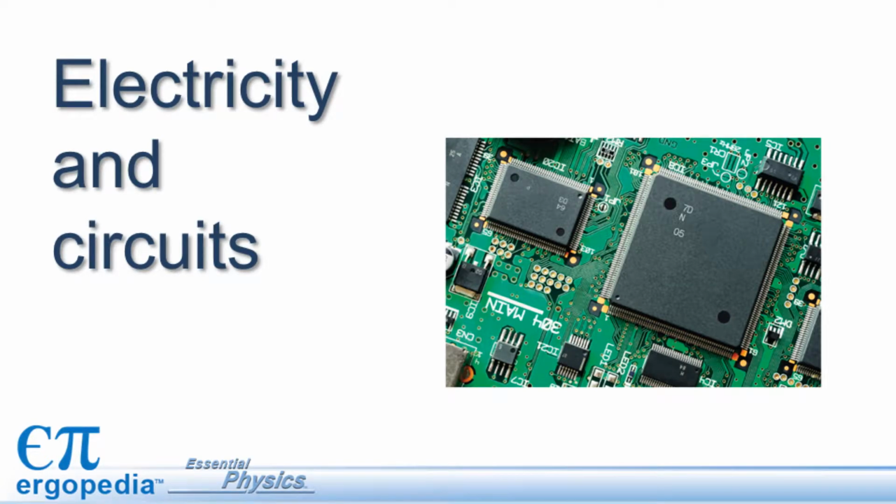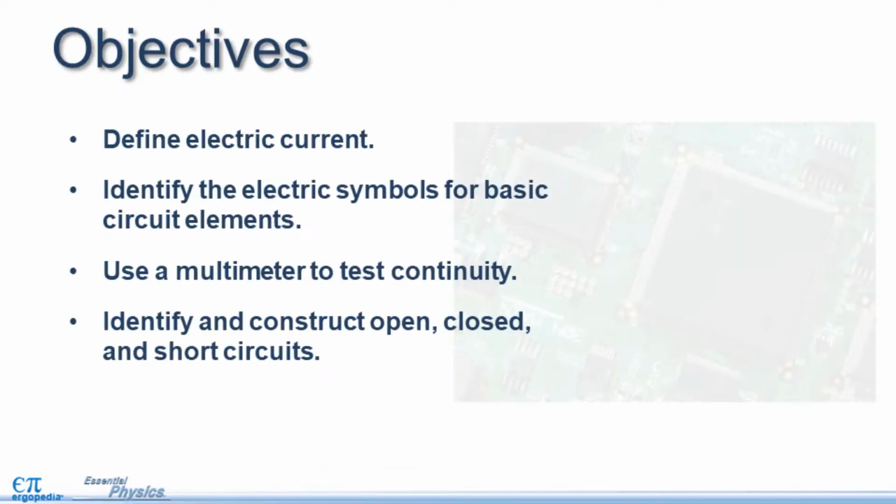Welcome to your first lecture segment in AP Physics 2. This lecture segment is about circuits and electricity. The objectives of this lecture segment are to define electric current, identify the electric symbols for basic circuit elements, use a multimeter to test continuity, identify and construct open, closed, and short circuits.